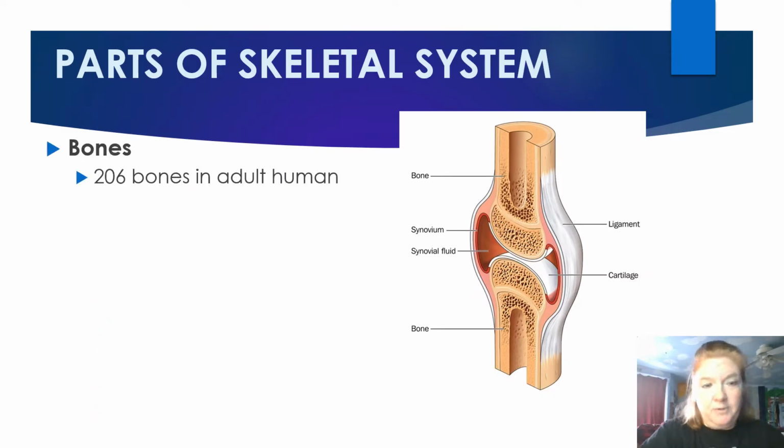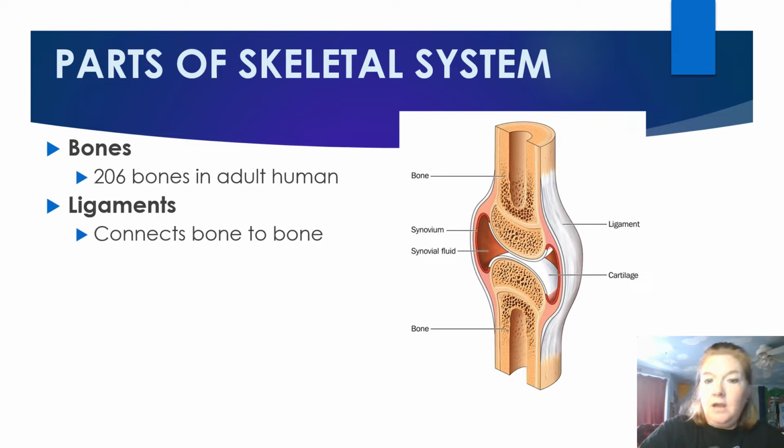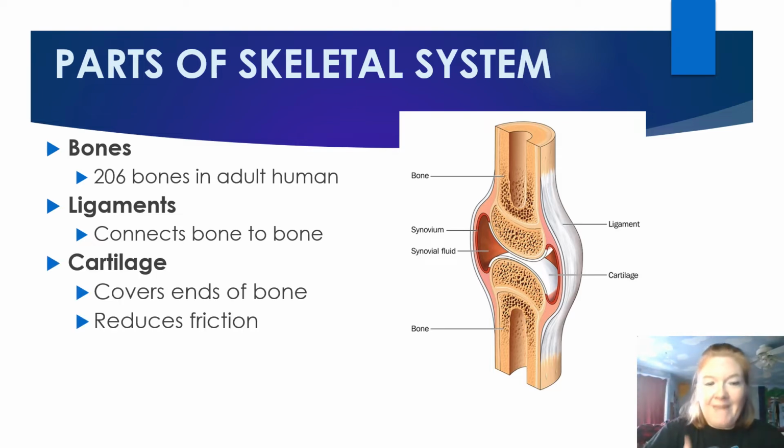Well, first of all, bones. There are 206 bones in an adult human body. Ligaments. Ligaments connect bone to bone. Cartilage. Cartilage covers the ends of bones. It reduces friction at joints. We also have cartilage in some other places, like in our ears and our nose.